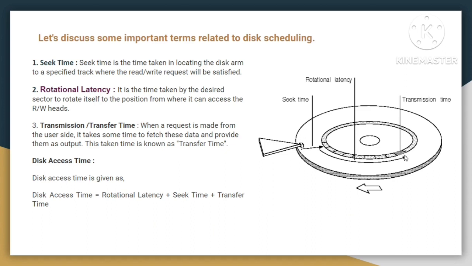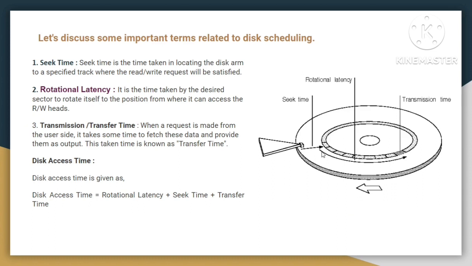For example, we want to access this track. So the disk will be moved, then this sector will come under the read write head. That time is known as the rotational latency. Then the last one is the transmission time. We have to read or write the desired sector. The time taken to read or write from the desired sector is known as the transmission or transfer time.